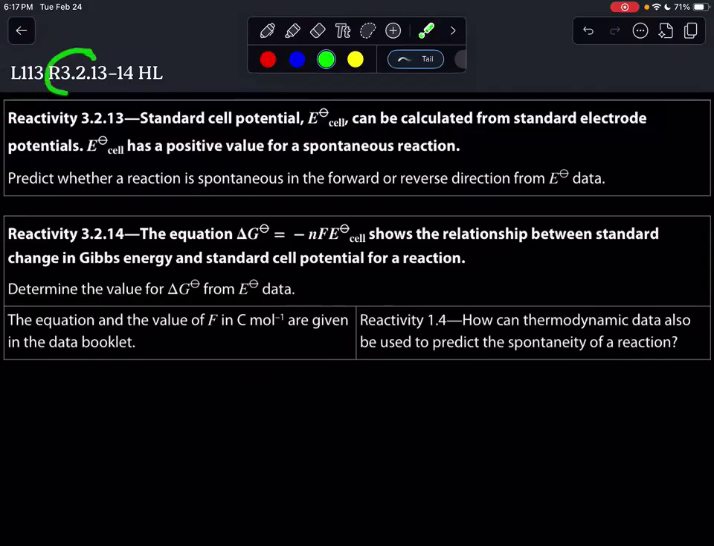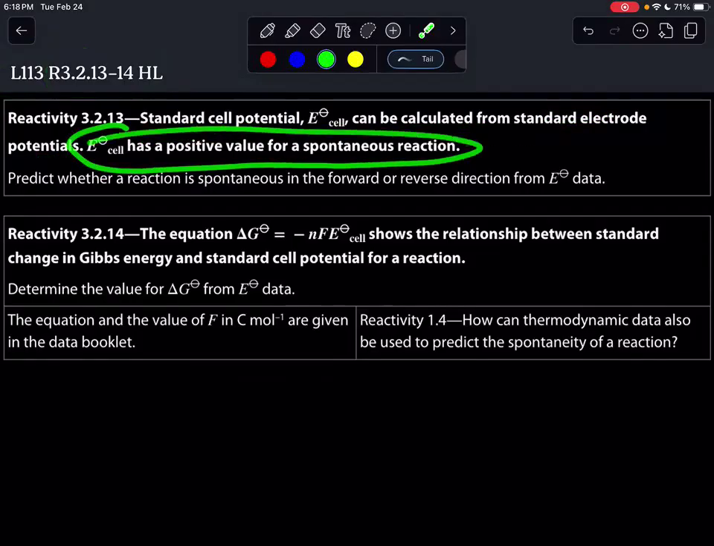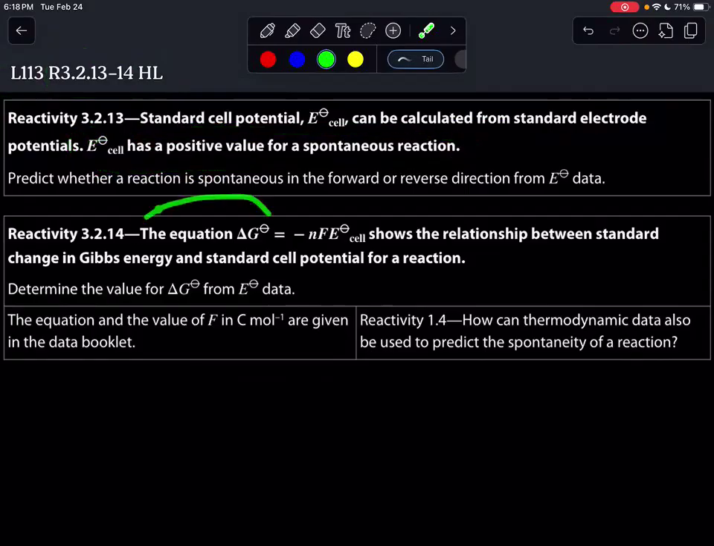Today we're going over reactivity 3.2.13 and 14. This is an HL topic. In 13, we're going to talk about how standard cell potential, E cell, can be calculated from standard electrode potentials. And if E cell is positive, it is a spontaneous reaction. Furthermore, in 14, we're going to talk about Gibbs free energy in relation to the standard cell potential.